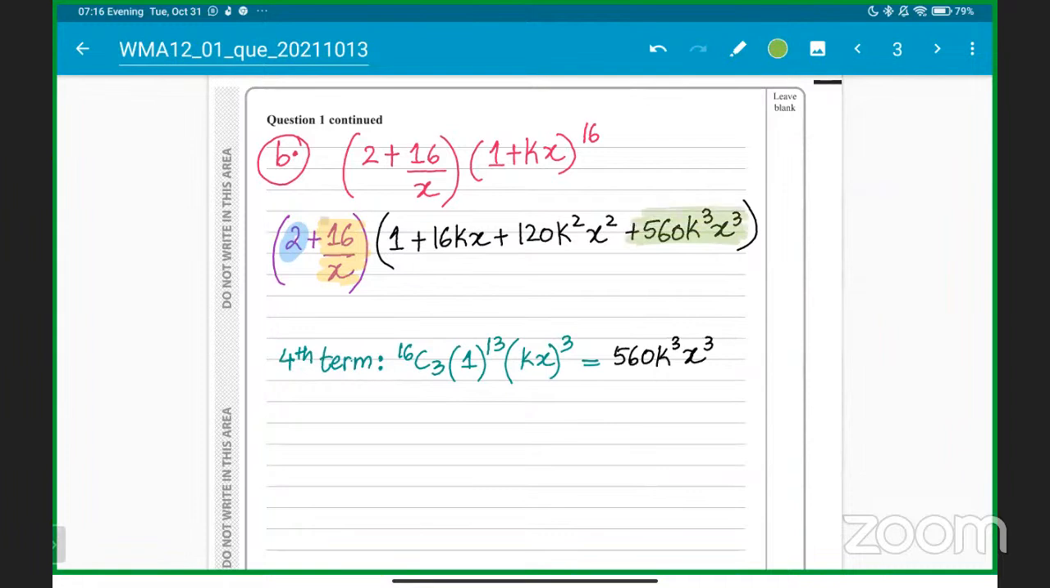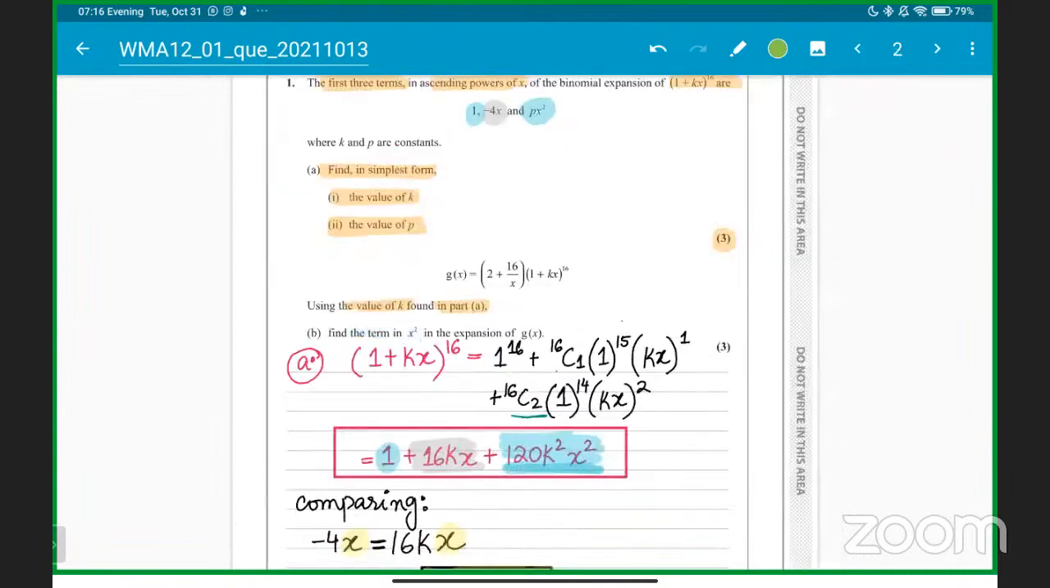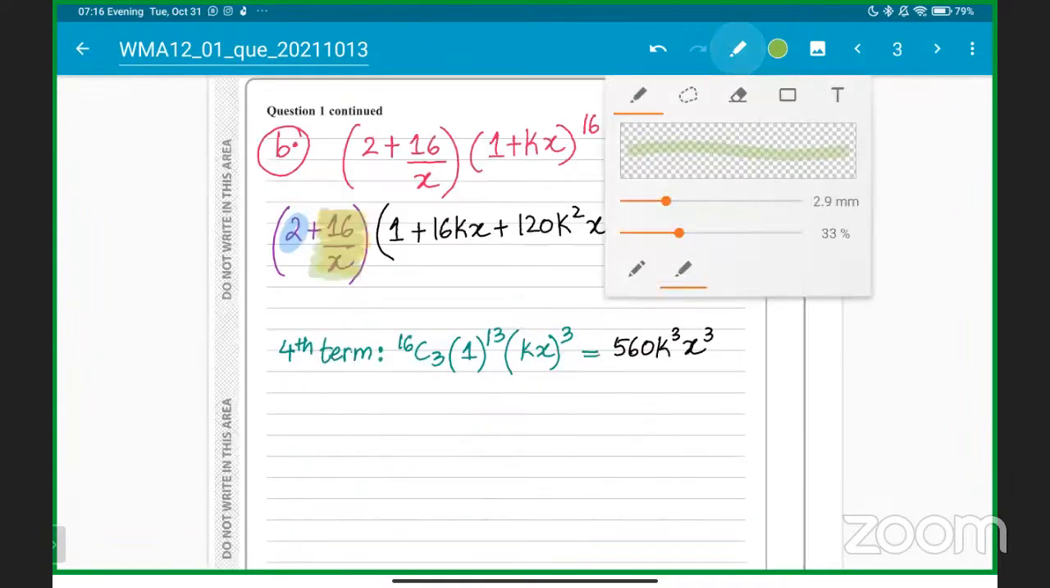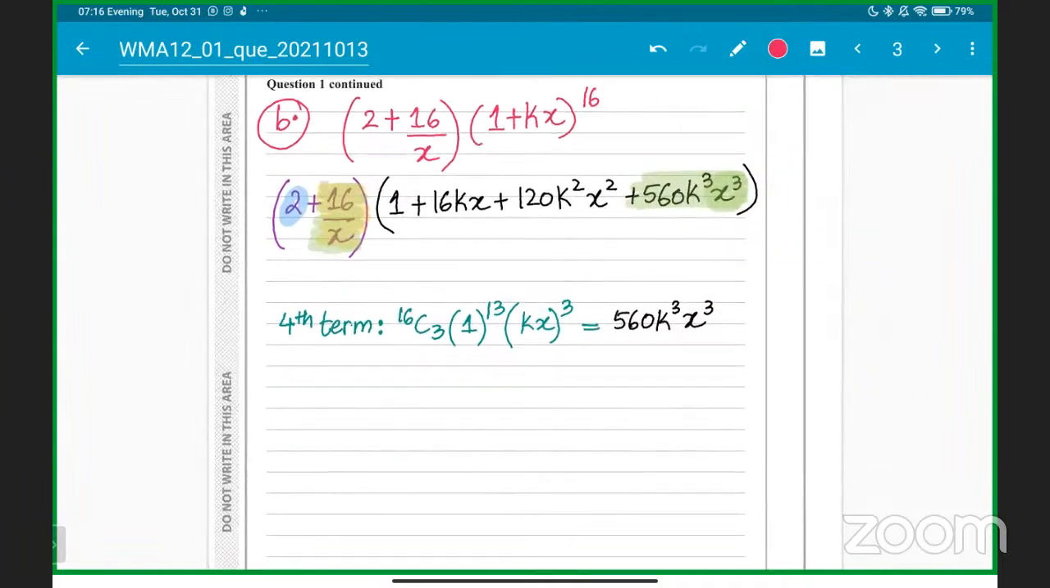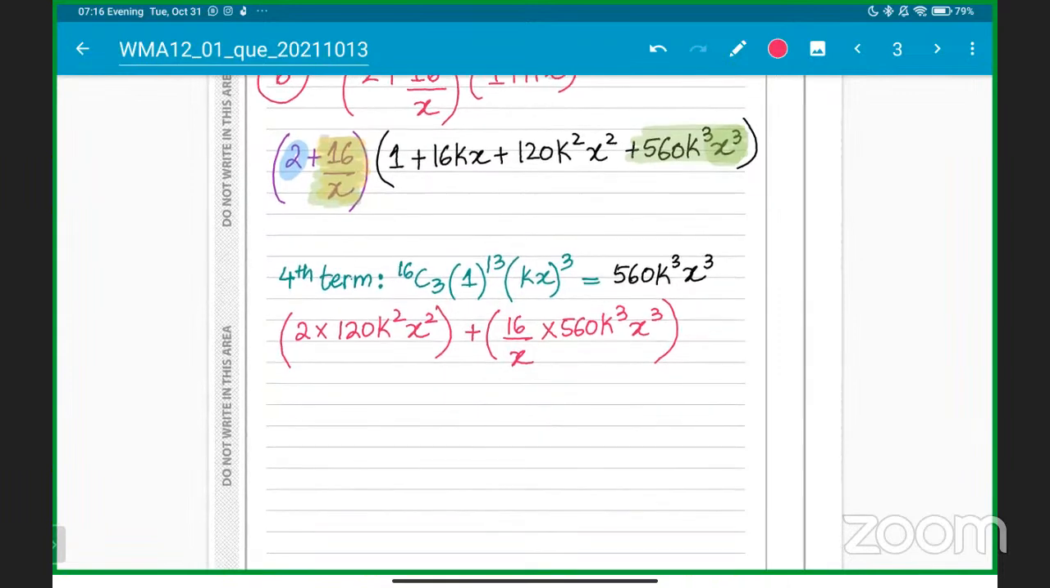When we multiply this one with 16 over x, eventually you will get the x value as square, right? Everyone got this? And that's how you will get the term in x square. Okay, students, understood? So that was a tricky thing. Understand: 2 multiplied by 120k square x square plus 16 over x multiplied with 560k cube x cube. Okay, so now it will become the x square coefficient. The term means the x square coefficient, same word.